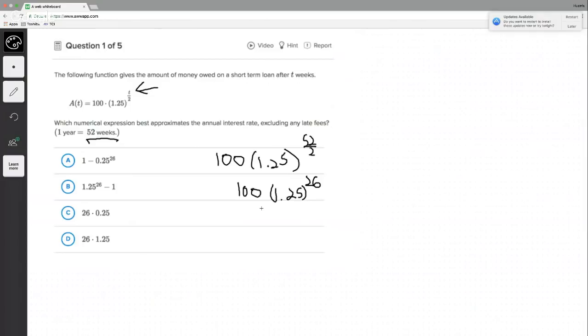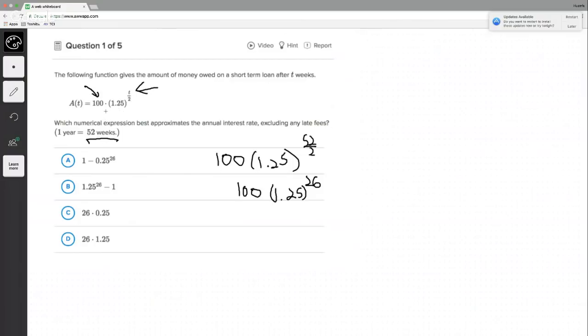I mean, this is basically it. We have the following function that gives the amount of money owed on a short term loan. Wait, let me make sure I read this right. Which numerical expression best approximates the annual interest rate? Oh, I'm sorry. So we have the annual interest rate. So it would be 52, 26, and 100. I think what's happening here is this is basically our initial amount of money, the 100. So sorry, this actually gives you the total amount owed, where they just want to know what is the annual interest rate. So it should be 0.25 to the 26th power. 0.25, because it's growing that way. Any of these would be almost it, but it's minus 1. This wouldn't work. Oh, wait, I'm not sure exactly.